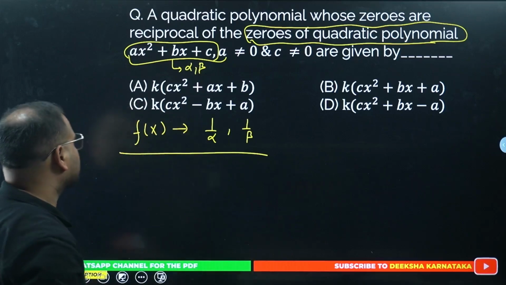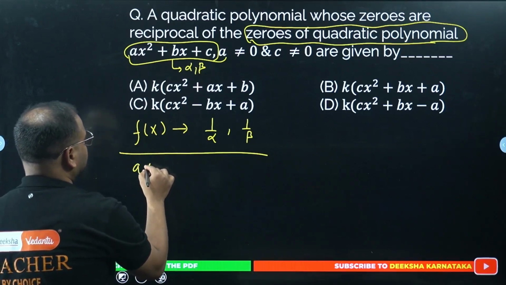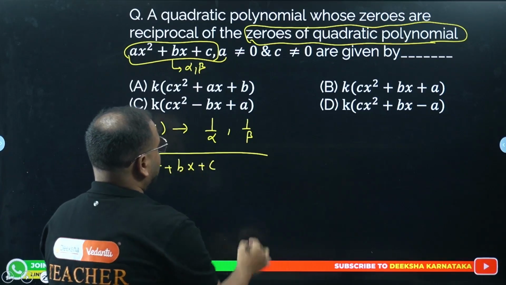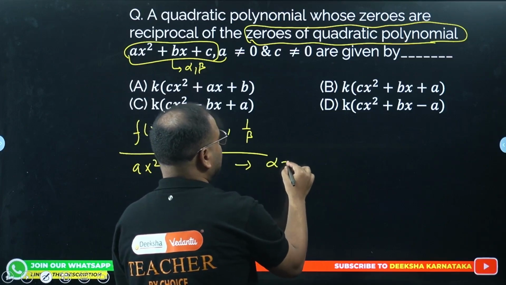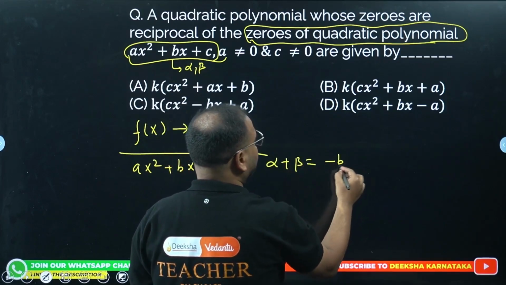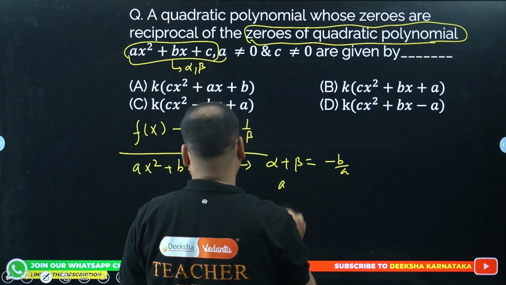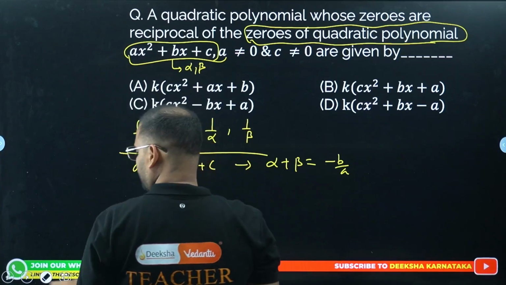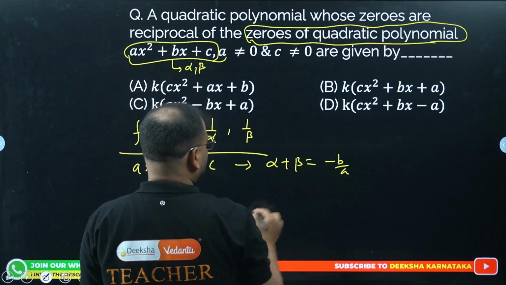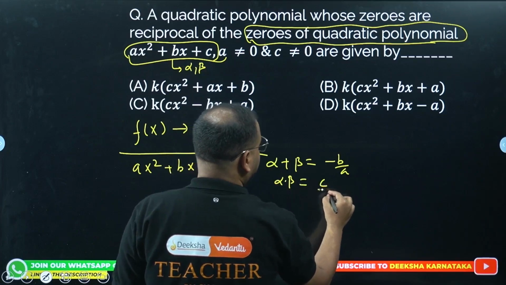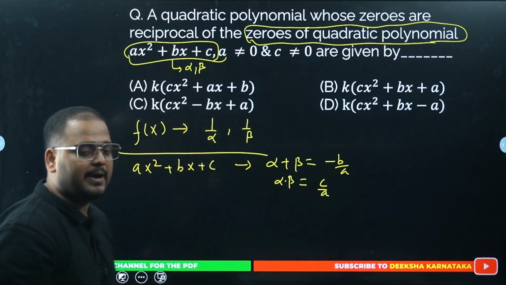Now coming back to the question. What is the question given? ax square plus bx plus c. Quickly find me the sum of the roots. Alpha plus beta is how much, sir? Sir, minus b by a. This is standard form. There's no need to ask this question, right? Excellent. And alpha beta would be c by a.